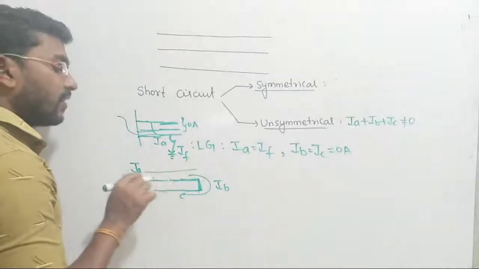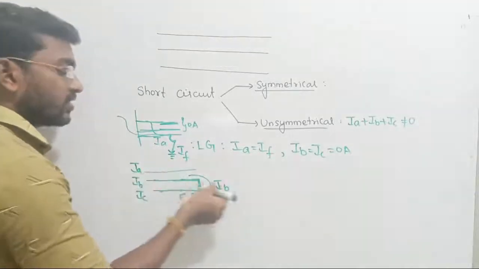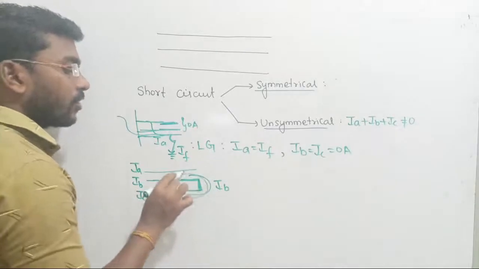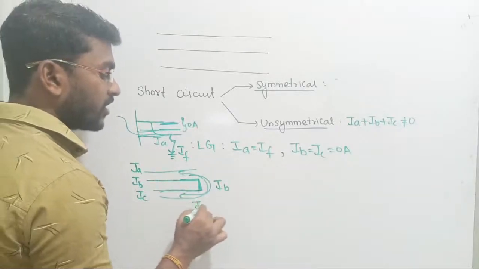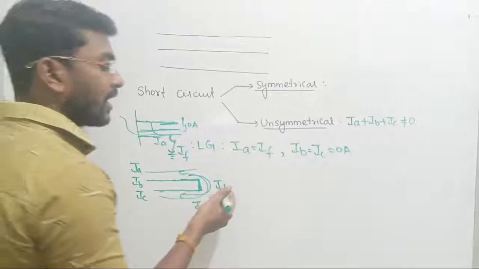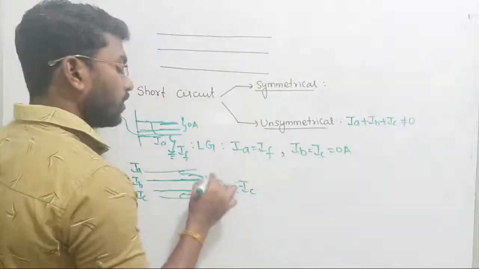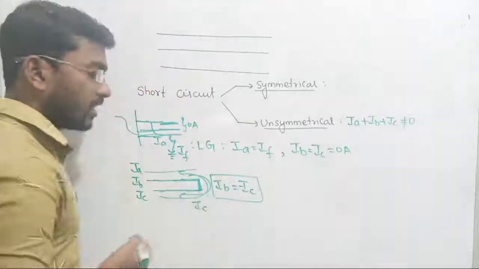It is traveling. See there, first phase B internally, but now it has started traveling through phase C. Phase C current will come like that and it will go like this. So phase C and phase B currents are equal only, but they are traveling in the opposite direction. So IB will become equal to minus IC. Right? So that is under short circuit condition.